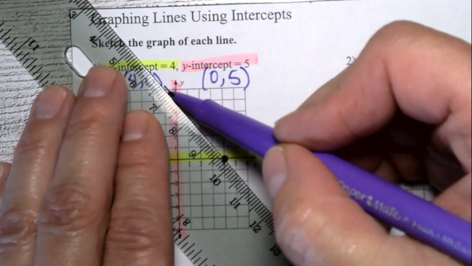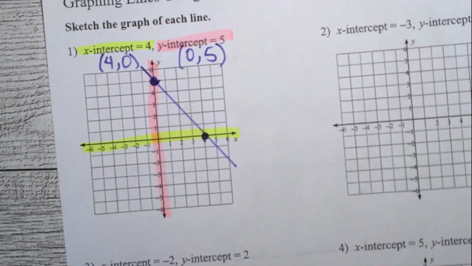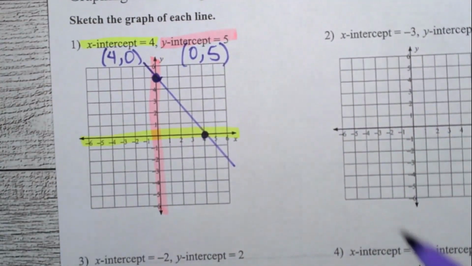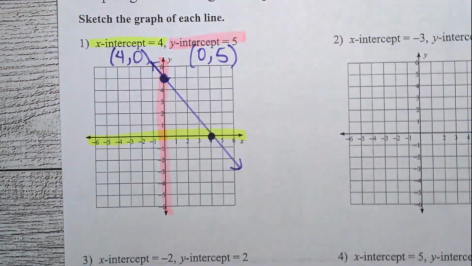I like using intercepts if I can find them. Sometimes they're not easy to find. Next time we'll practice finding them. Today, somebody found them for us and told them what they are. So we just have to draw the dots and draw the line.